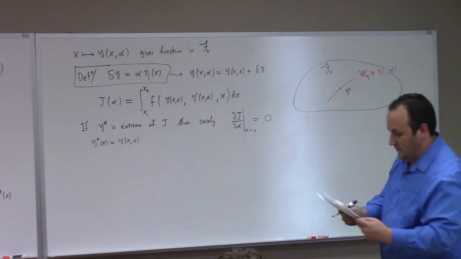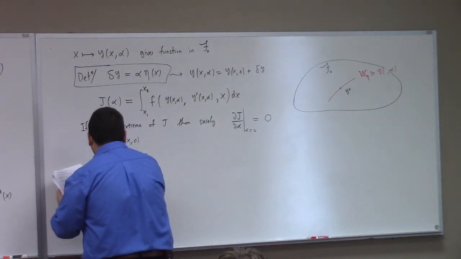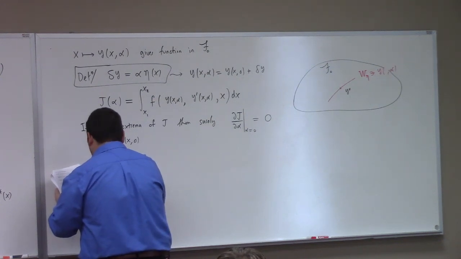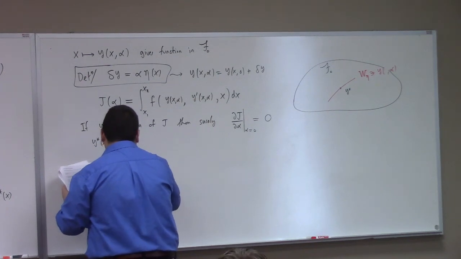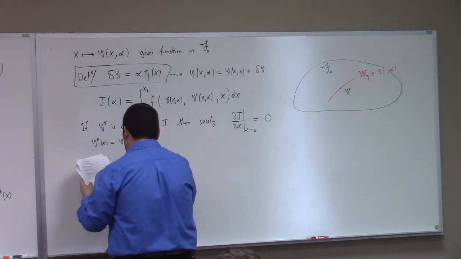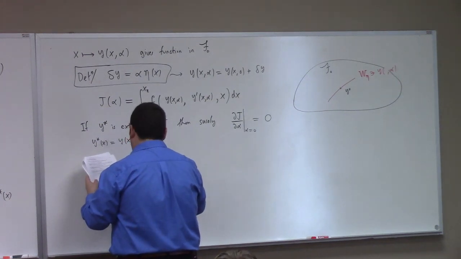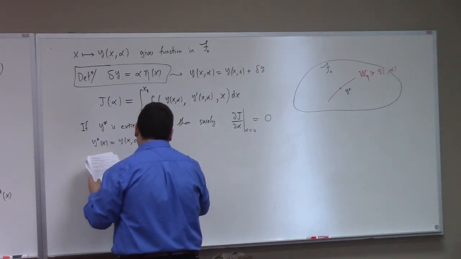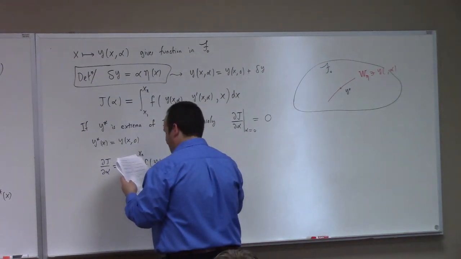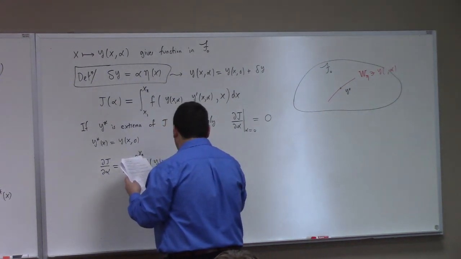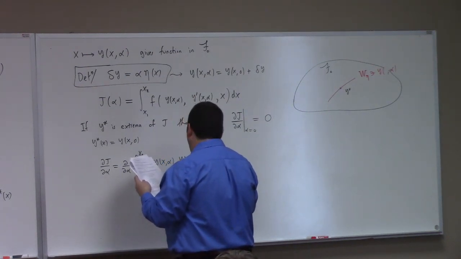Okay, so let's calculate what partial J partial alpha would be: partial alpha of the integral from x1 to x2 of f of y of x, so much writing. I'm going to get tired of writing very soon. Sorry. Y of x, x.